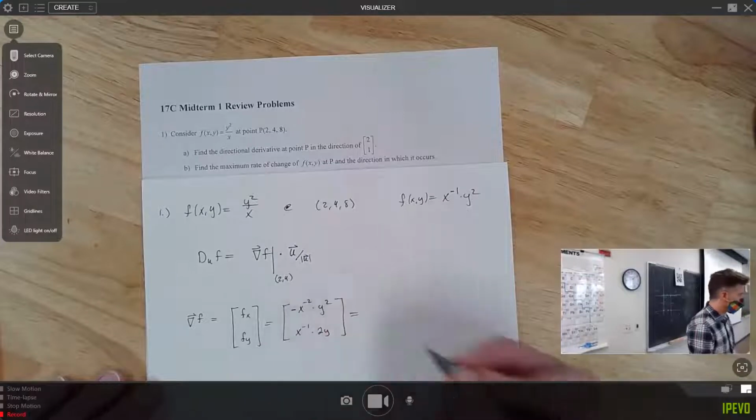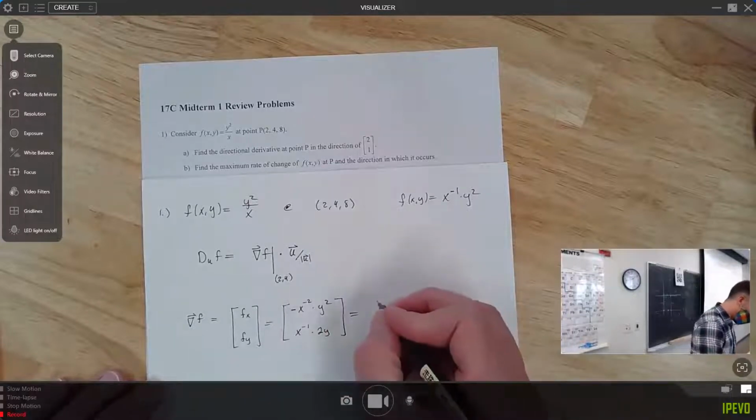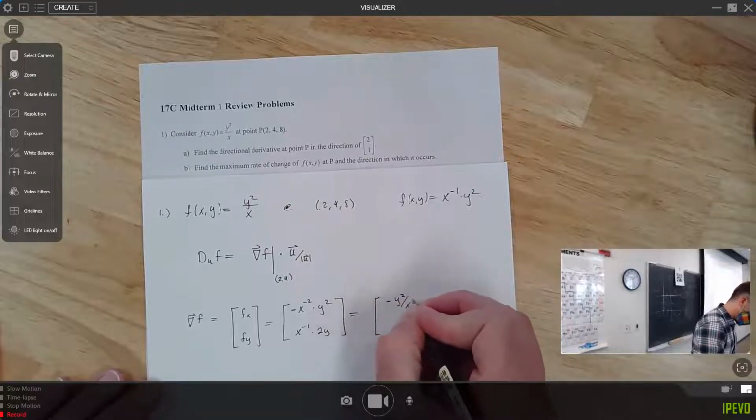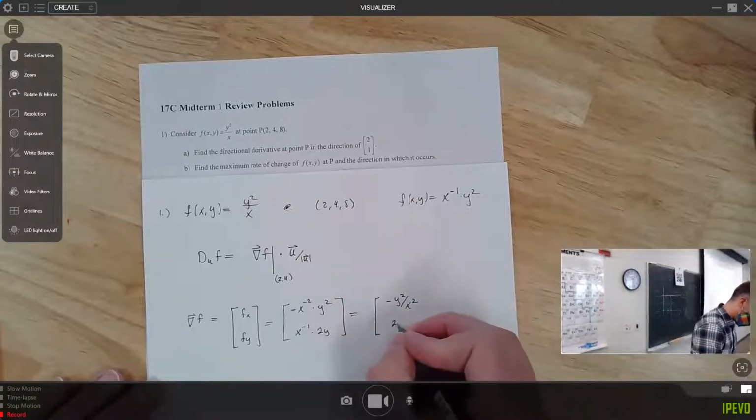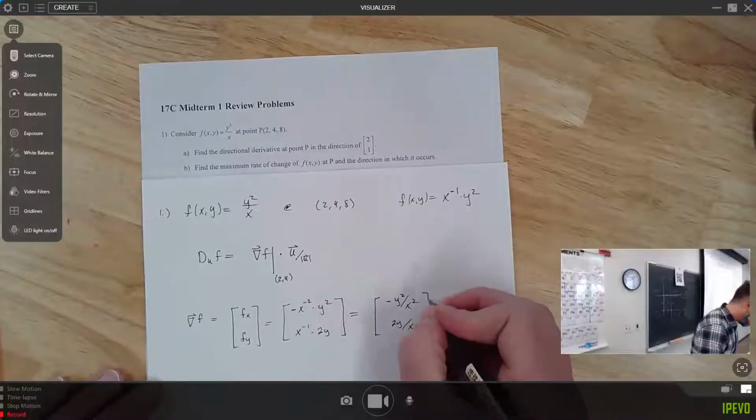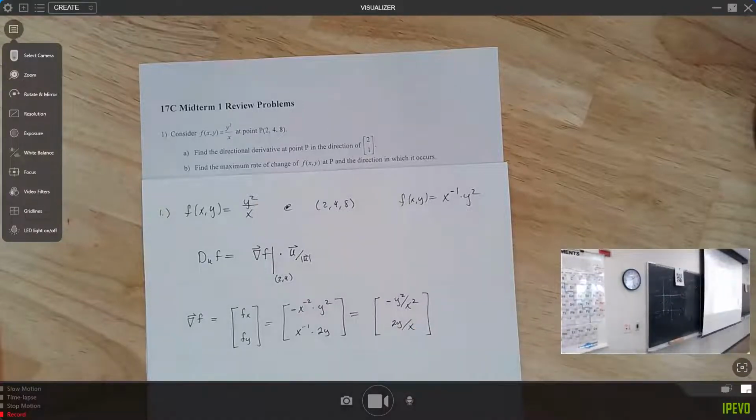And if you prefer, although you certainly don't have to, you could rewrite this as -y squared over x squared and 2y over x. I don't think you need to do that, but you certainly can. And then we're going to specifically plug in the point that we're given.